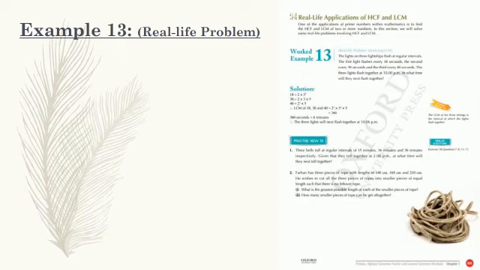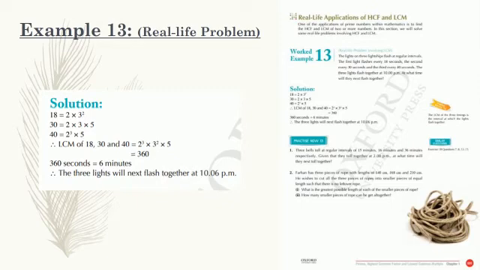Students, we need to find out the future time at which they will flash together. That means we need to find the common multiple of the time in seconds. So in the solution, you can see the given time intervals are expressed as products of their prime factors. Then common prime factors with higher index are taken out and the remaining factor 5 is also taken out. Their product is equal to 360. This value represents time in seconds.